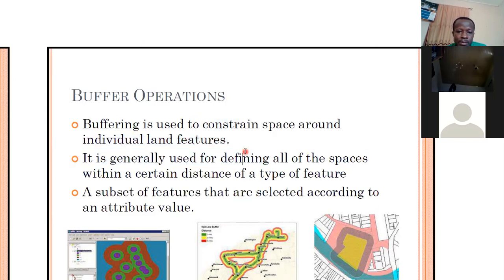All right, so there we go. Let's talk about buffer operations. Buffer operations, or buffering, is used to constrain the space around individual features.